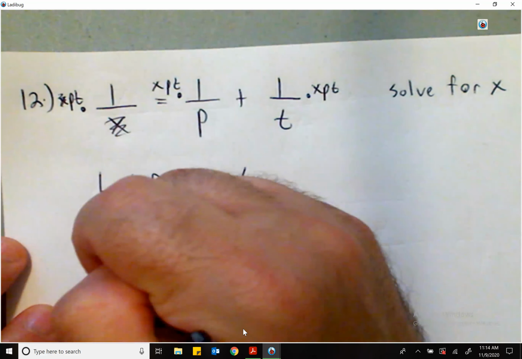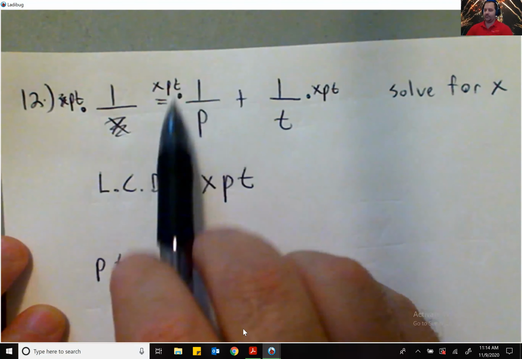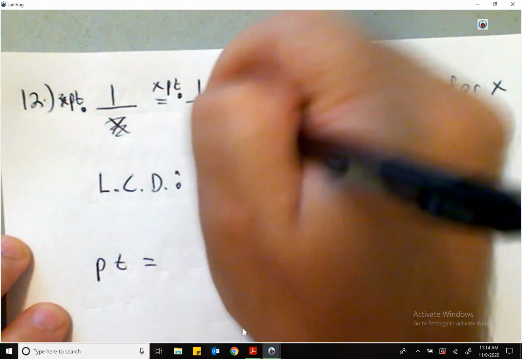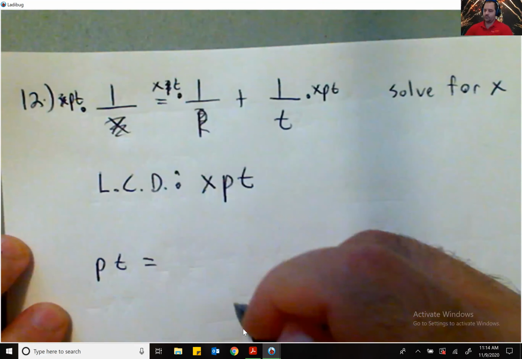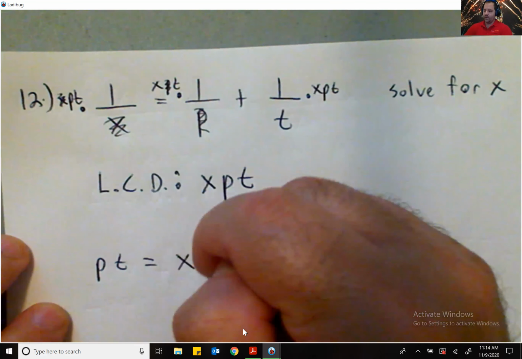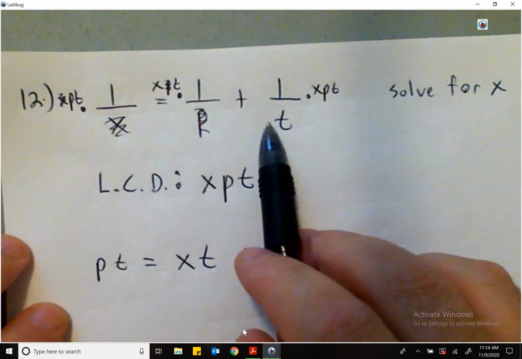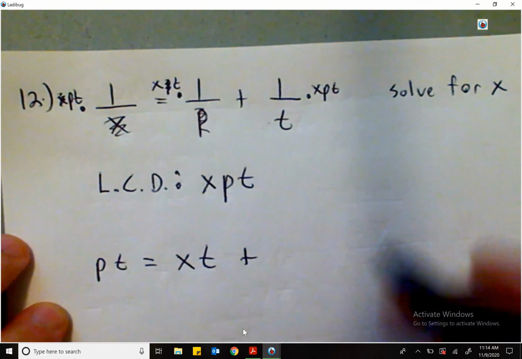Equal to, what's going to happen between the xpt and the p? The p's cancel and go away. So what are we left with? XT. Good. Plus, what's going to happen between the xpt and the t? T is going to cancel. XP.